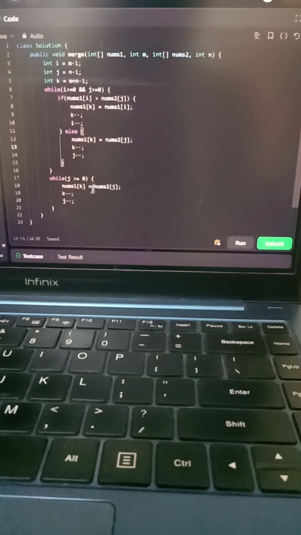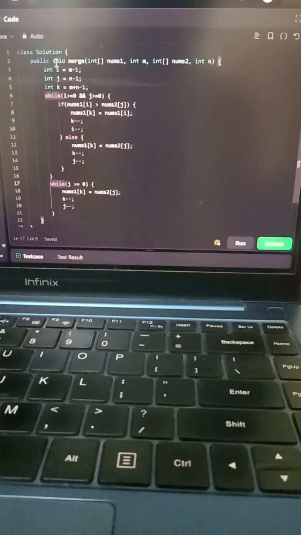And at the end, we apply another while loop. This works when the remaining elements of nums2 are left over, since there is a chance that i becomes negative while j is still non-negative. So while j is greater than or equal to 0, we put nums1 of k equal to nums2 of j, then decrease the counters. We don't have to return anything because it's a void function. So that's the solution.